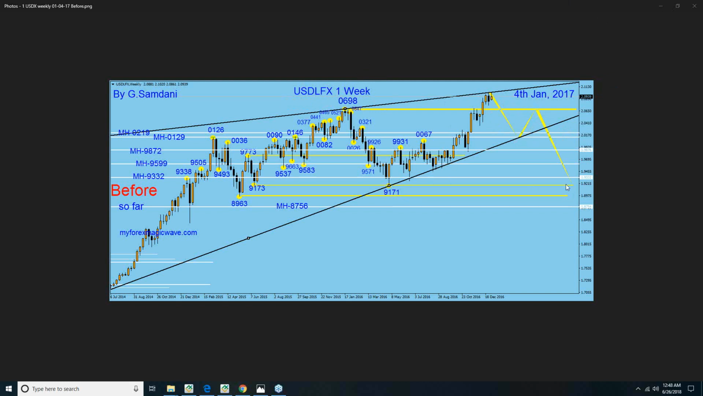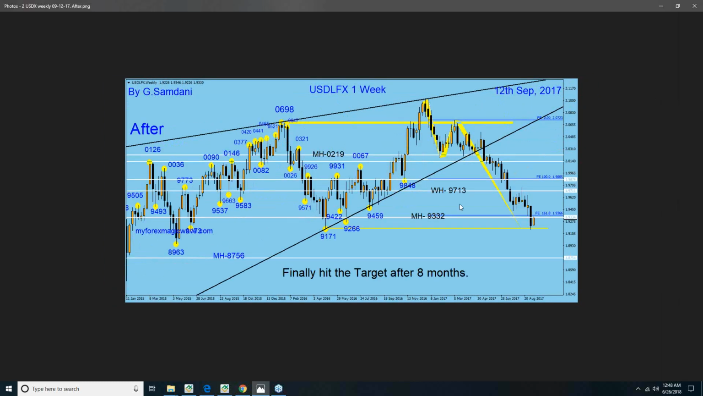This is almost a year's worth of a menu that I gave out to my subscribers ahead of time, saying this is what's going to happen. Look what happened to this chart. Exactly what I said. This is what happened after 8 months. It came down here, didn't come all the way to the trendline, but there was this band here. See these two lines here, 0119 and 0126. It touched 0126, went up exactly where I said, 0698, and then all the way down to 91.71. See that?